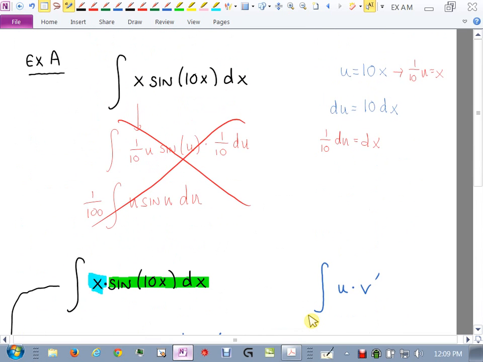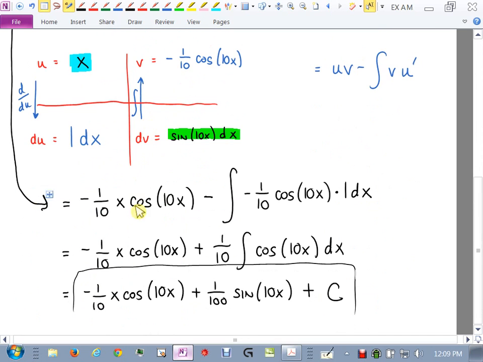So it seems like not a very complicated integrand, right? x sine 10x, all right. Look at the antiderivative. That's something you would never be able to just look at and get, right? It's just not happening. So that's the power of integration by parts.